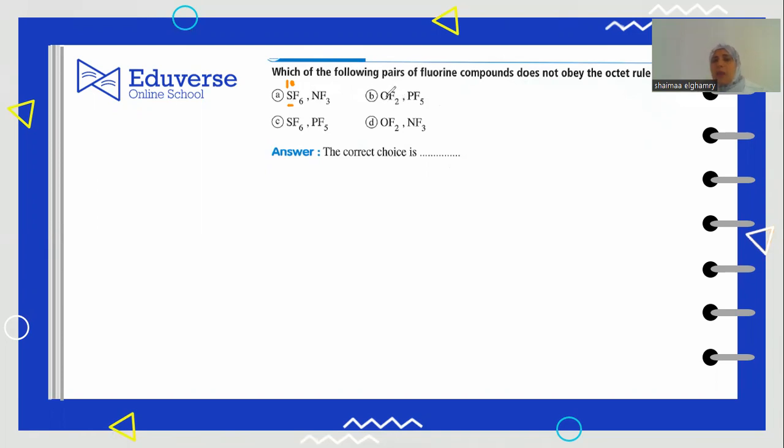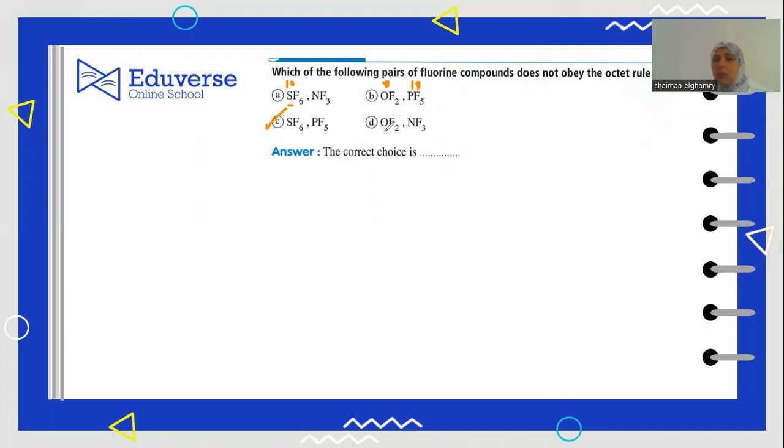Here OF2. In OF2, oxygen made 2 bonds with fluorine, so we have 4 electrons. Oxygen had 2 pairs of lone electrons, so another 4. So it has 8 surrounding the oxygen, so it obeys the octet rule. But BF5, we have 5 fluorine, so 5 bonds, so 10 electrons, so it doesn't obey the octet rule. One obeys, one does not obey. SF6, the same as the previous one, BF5 has 10, here it's 12, so both of them don't obey the octet rule.